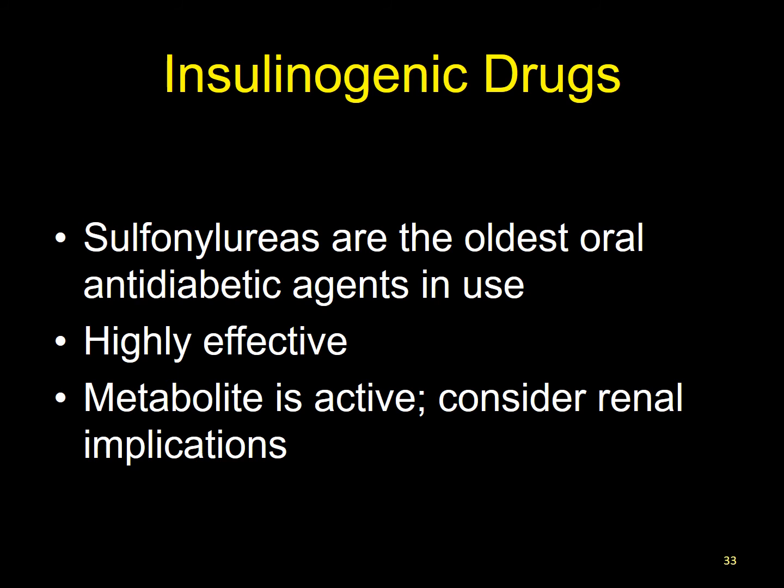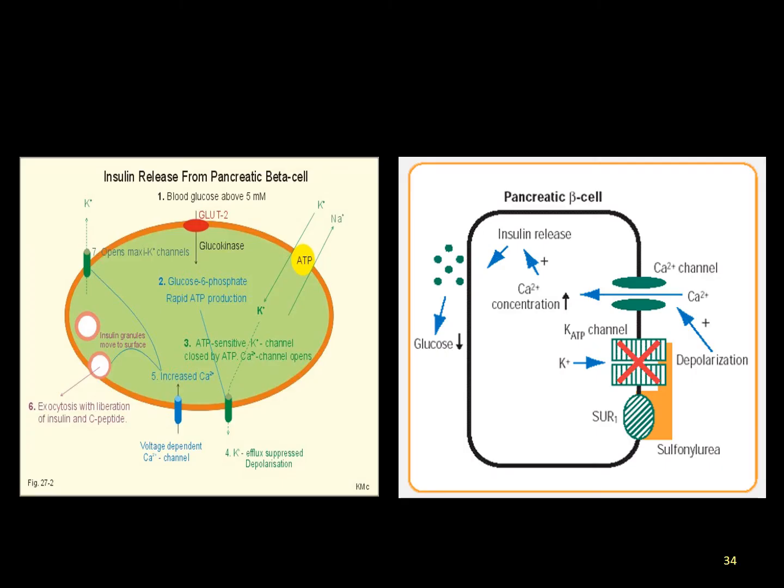But the thing to keep in mind is that they do make the beta cell release insulin, and when you metabolize them for excretion, even the metabolite is active. So these drugs are working right up until you flush them out of the body. So if there's any renal dysfunction, if there's going to be any problem with metabolism, it's very easy for these patients to become hypoglycemic because there's too much of this drug on board.